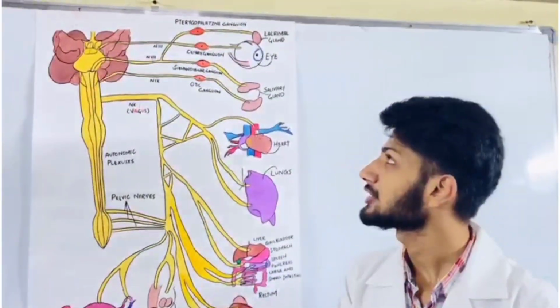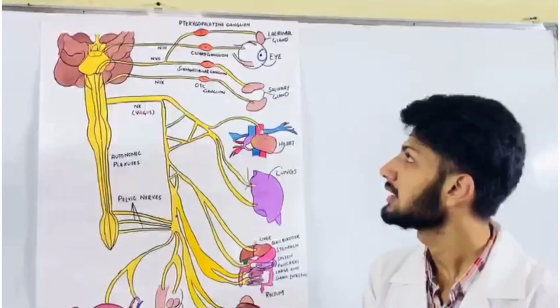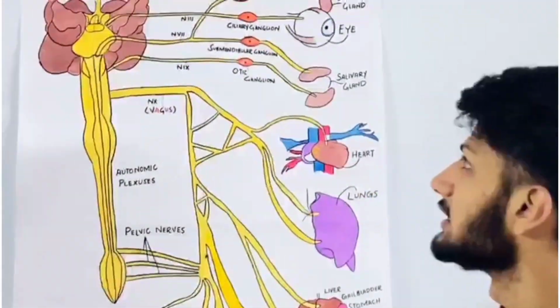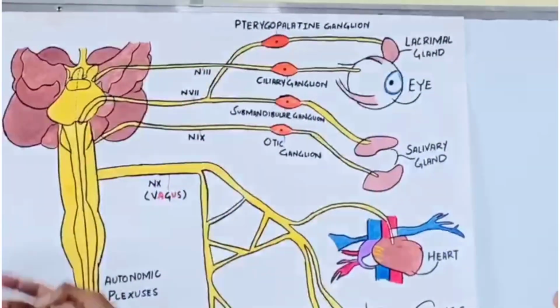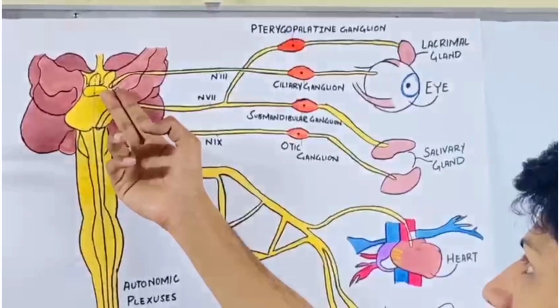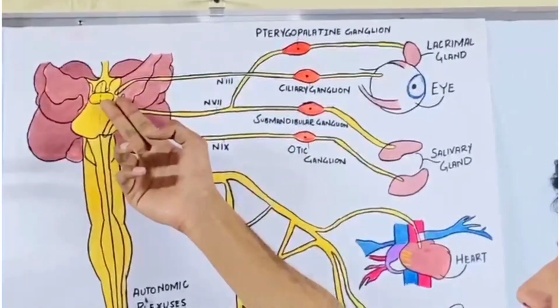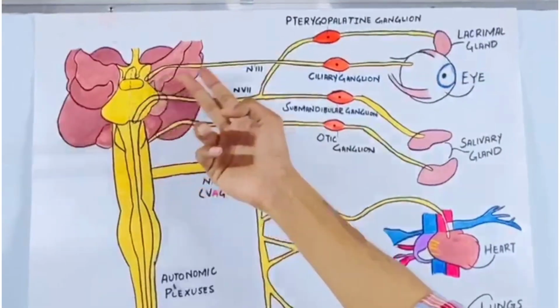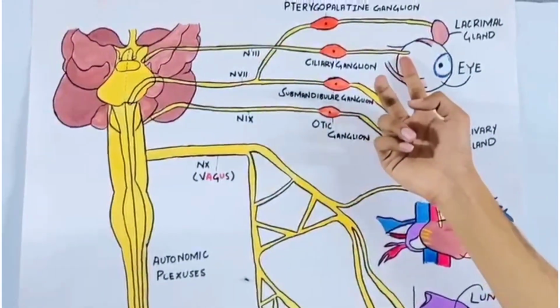Today I am going to explain the parasympathetic innervation of the whole body. Let's start with the third cranial nerve, which is the oculomotor nerve. The origin of the oculomotor nerve is the midbrain at the level of the superior colliculus. It has a ciliary ganglion which innervates the ciliary muscle of the eye.